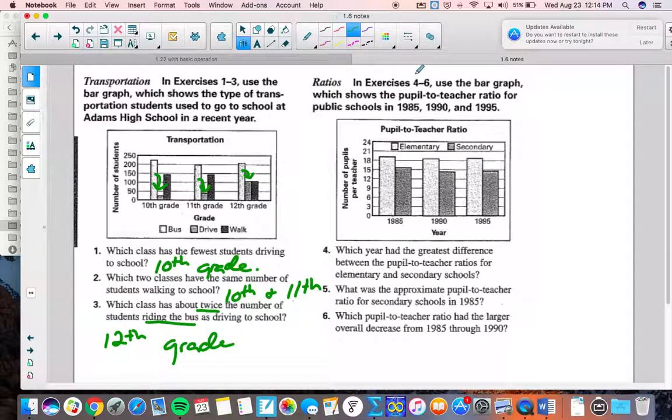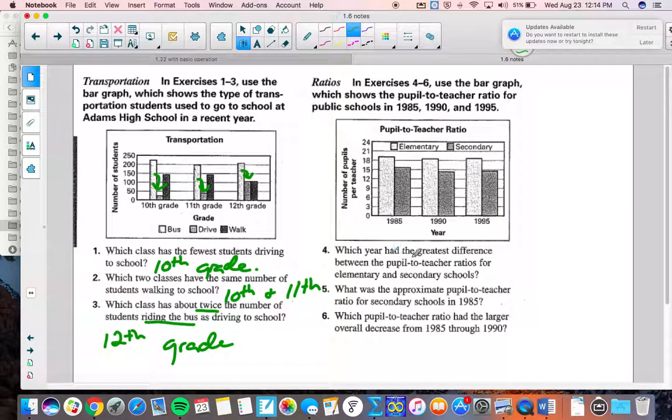Okay. In exercises 4 through 6, use the bar graph, which shows the student to teacher ratio for public schools in these years. Back when Mr. B was born. Actually, it was before that, but anyway. Which year had the greatest difference between the student to teacher ratios for elementary and secondary school? So when we look at our graph, here's our student to teacher ratio. The lighter one is elementary students. The darker one is secondary or high school students. And then this is the year and the number of students to teacher.